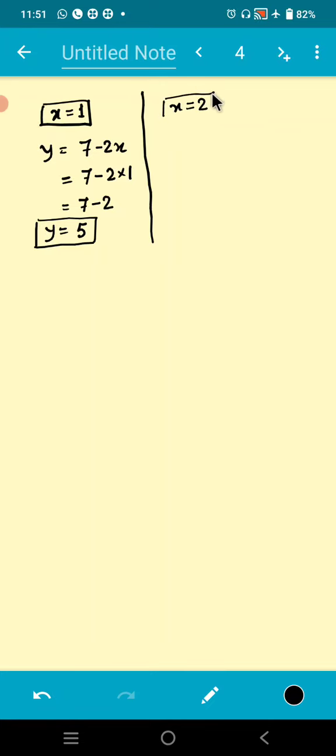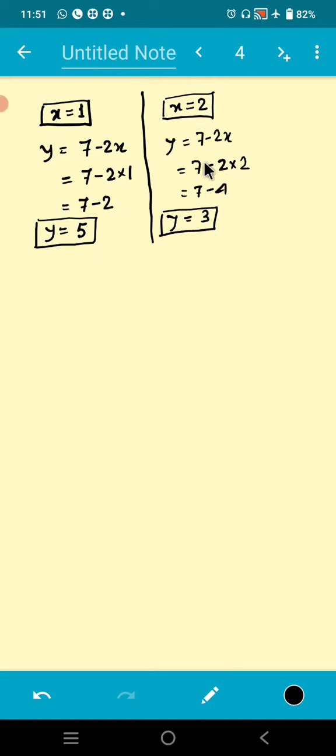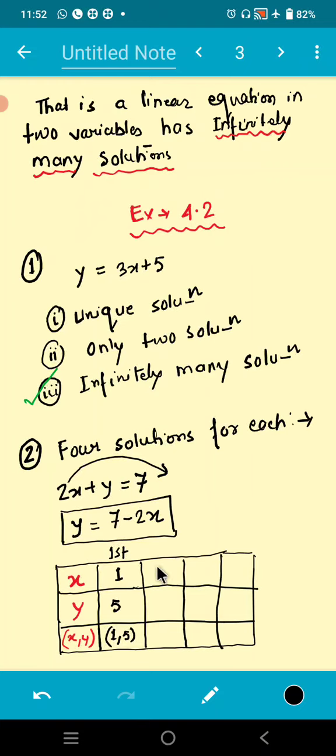Suppose in place of x, if you put 2, so that will be 2 into 2, that is 7 minus 4. So what is the answer of y? That is 3. So when you substitute the value of x with 2, you get the answer of y as 3. So (2, 3).